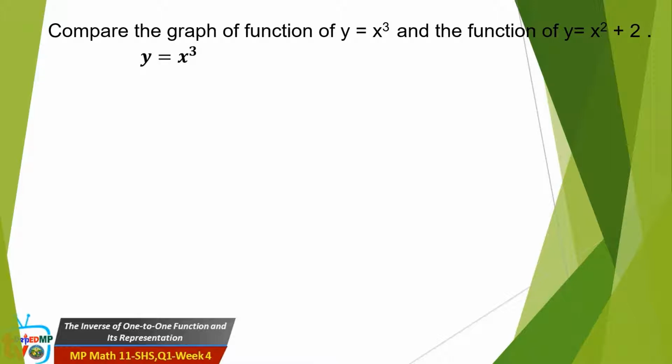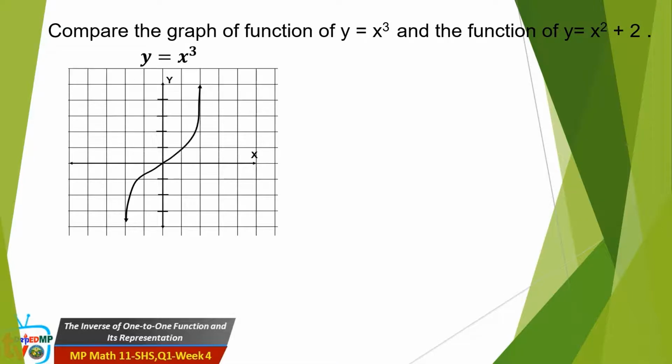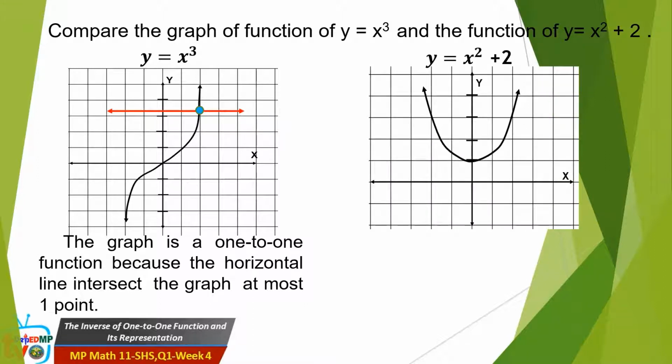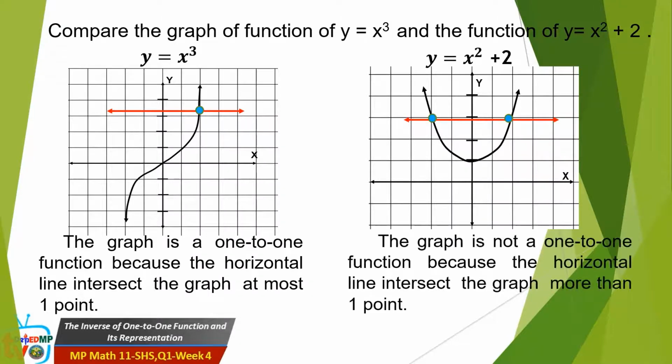If y is equal to x cubed, the graph is asymptotic along the vertical axis. Intersecting the horizontal line within the graph, the line intersects the graph at one point, meaning the graph is a one-to-one function. Now, let's proceed to the graph of y equals x squared plus 2. The graph is a parabola that opens upward. Intersecting the horizontal line within the graph, the line intersects the graph at 2 points, meaning the graph is not a one-to-one function.